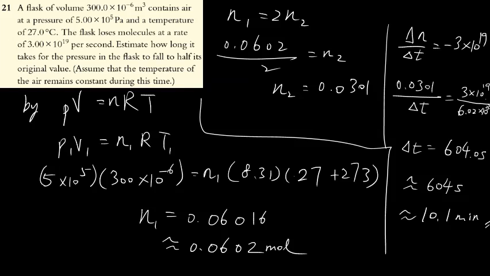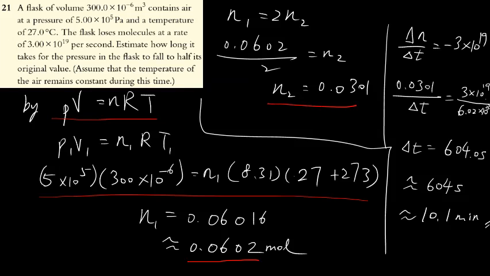So in that case, if N2 should be half, then of course you want to find N1 first. So simply you use the ideal gas law again, you apply everything that you know for the initial condition, and therefore you can find N1. Initially, you will have 0.0602 mole, and therefore N2 simply divide by 2, you find 0.0301 mole over here.